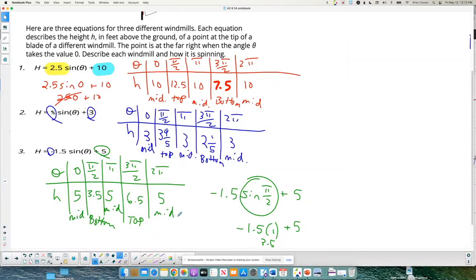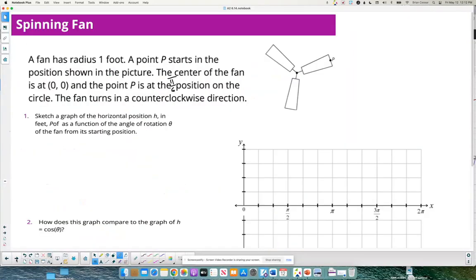Okay, so we didn't do any horizontal translations yet. We're really just taking what we did yesterday, applying it to a situation with raising the amplitude and changing the midline a little bit. All right, on to the next one.